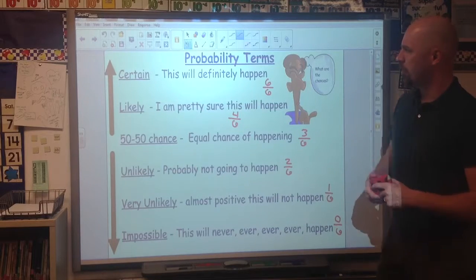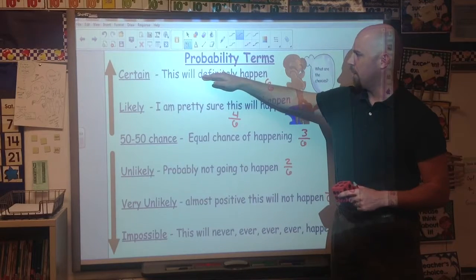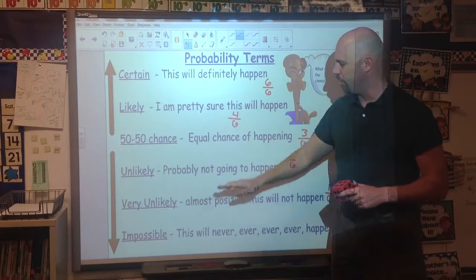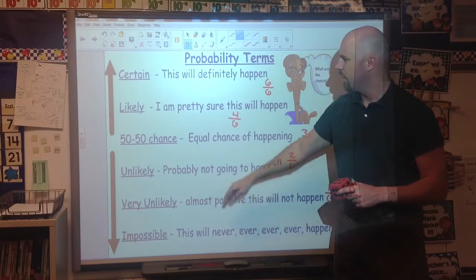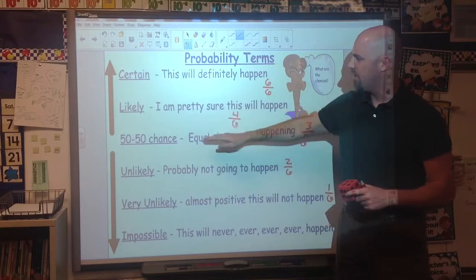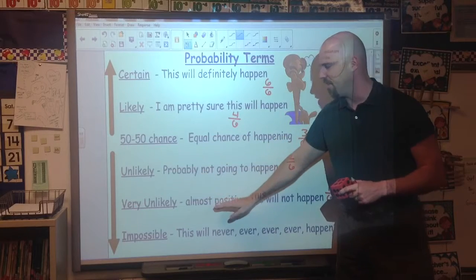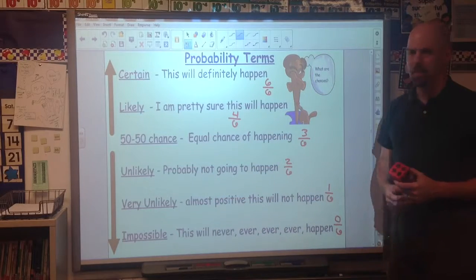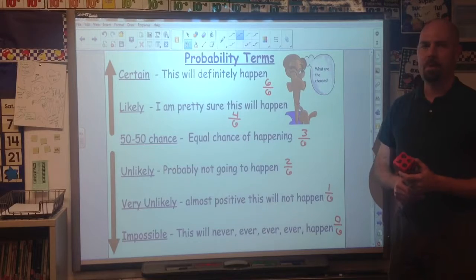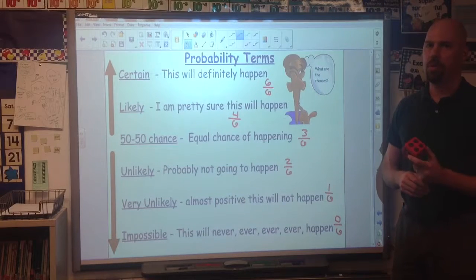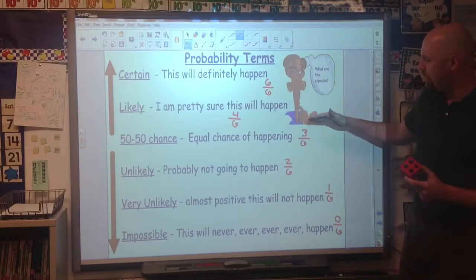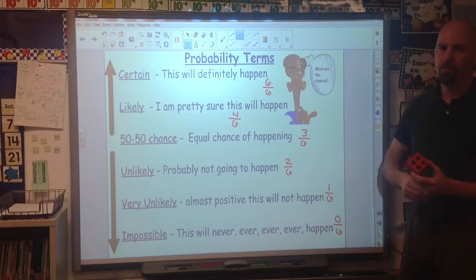So those are our terms. Certain at 100%, all the way down to impossible at 0, and that would be certain, likely, 50-50 chance, unlikely, very unlikely, and impossible. And those are the probability terms that we use when we're describing probability, along with a fractional representation of that.